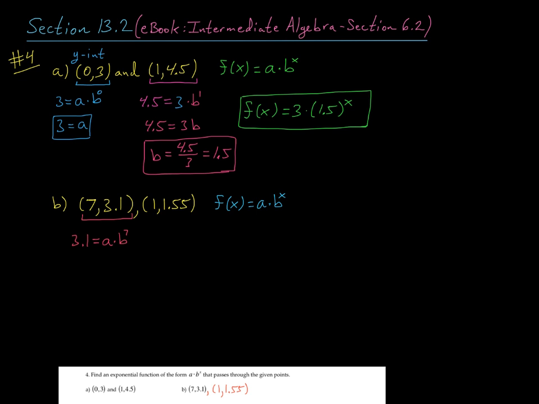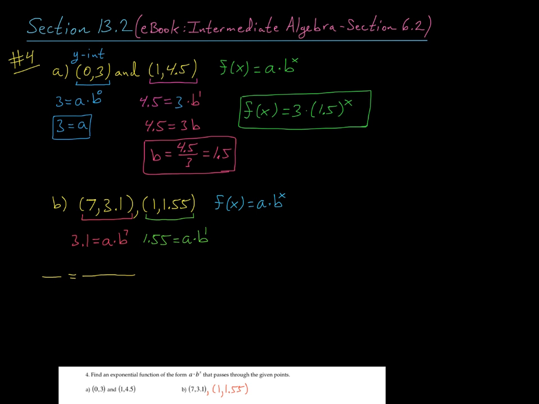But I do have this other point to work with, so let's go ahead and plug in its coordinates. I'm going to get 1.55, that's going to equal a times b to the first. So again, on its own, I can't say what a is or what b is, but now I have two equations with two unknowns, and so I can actually use those equations to solve for a and b, and I think the easiest way to do that is to set up the following proportion.